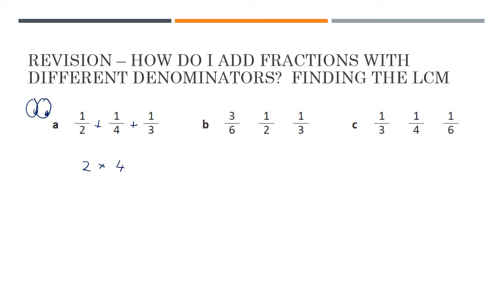2 times 4 times 3. And I know that they will fit into each other. What is 2 times 4? It is 8. What is 8 times 3? 24. So 24 is my lowest common denominator.